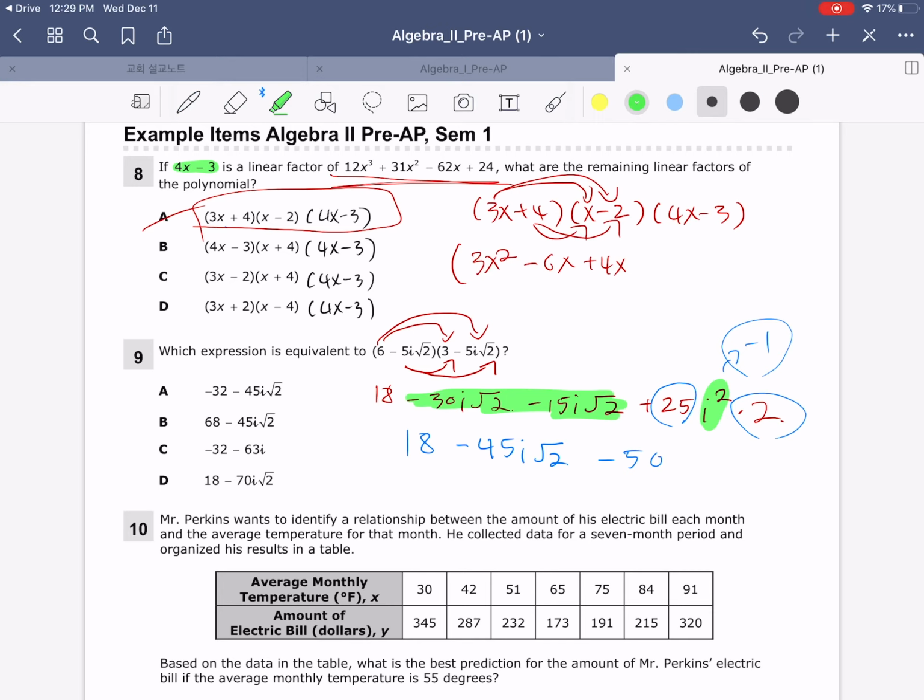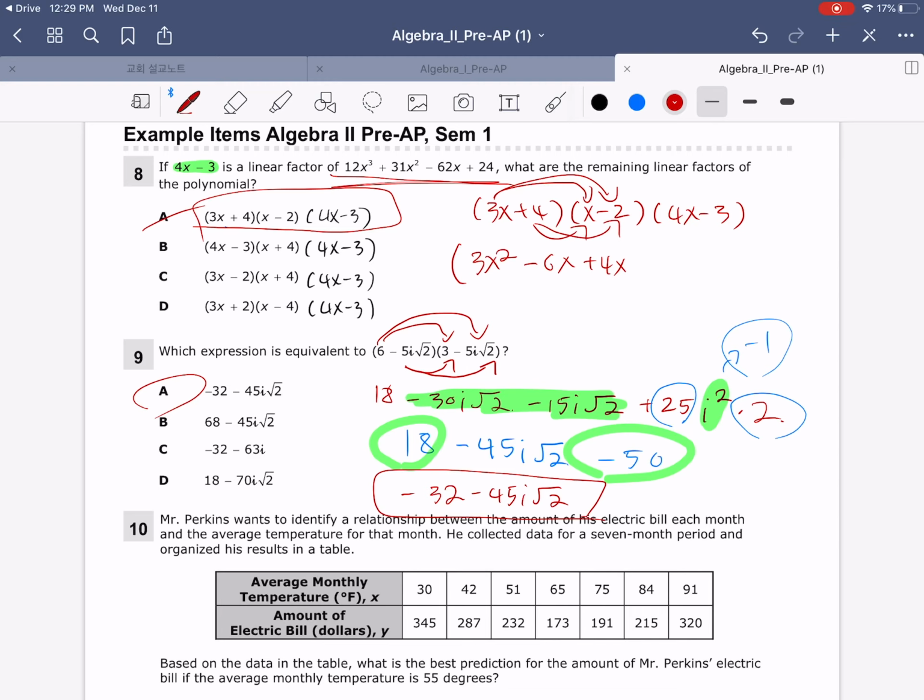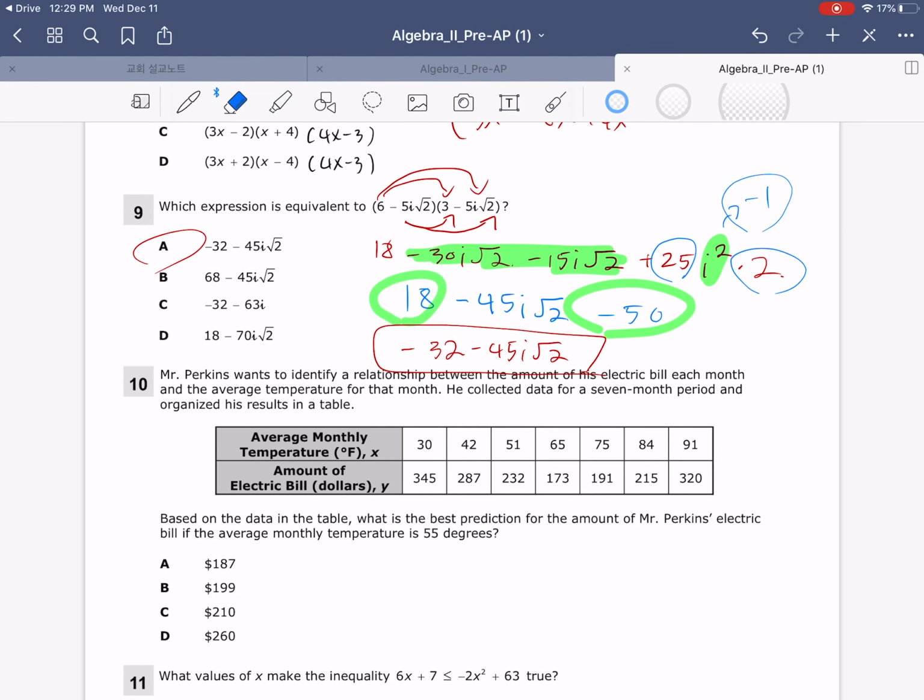Okay? So here you go. 18 minus 50, that's going to be what? Negative 32 minus 45i square root of 2. That is going to be the answer, which is A. Easy like that. Very easy, right?